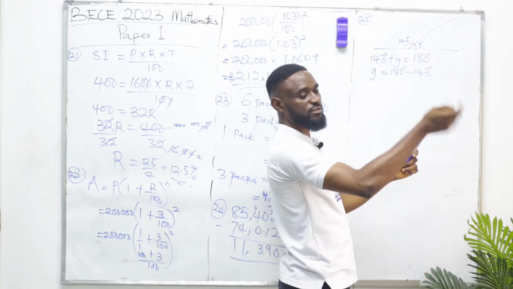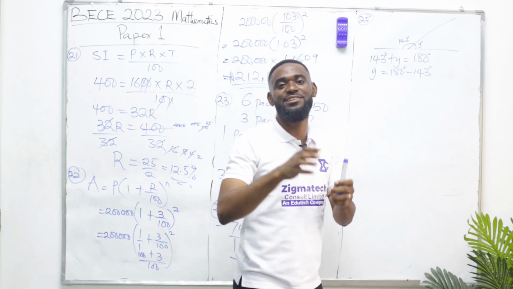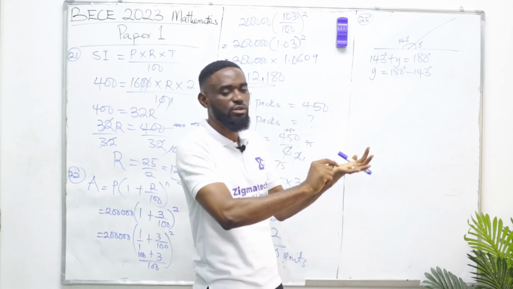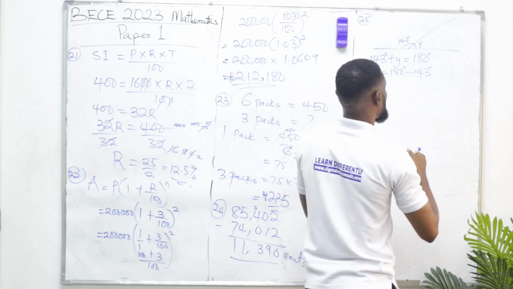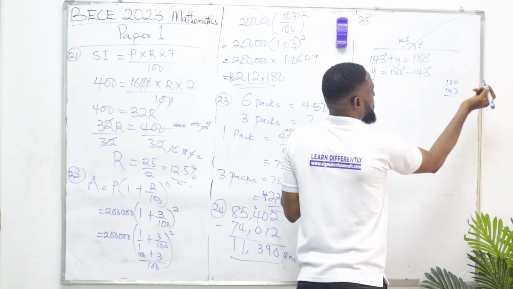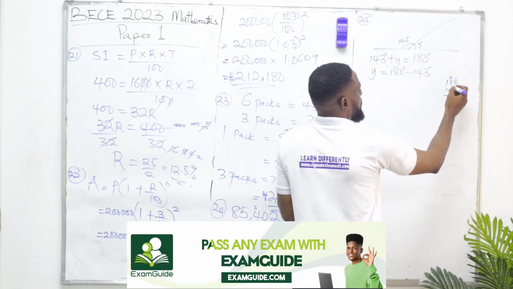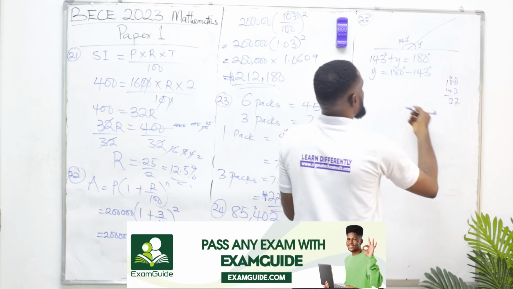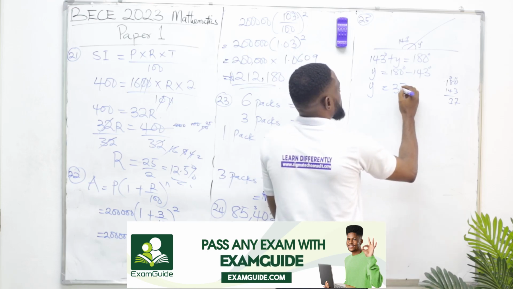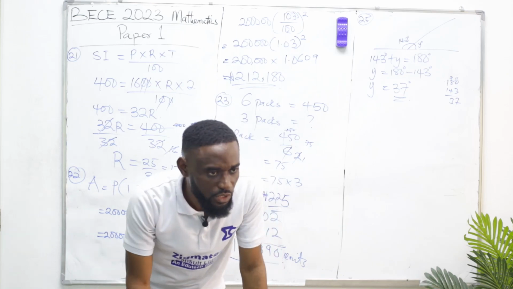180 minus 143, okay? Like I said, you will use a calculator if you can. The essence of using a calculator is so that you don't waste so much time trying to do this solving. But for your benefit, 180 minus 143: 0 minus 3 can't go, take 1 here, this becomes 7, this now becomes 10, 10 minus 3 is 7, 7 minus 4 is 3, 1 minus 1 is 0. So y is equal to 37 degrees. That is the correct answer. So the correct one there is option B.